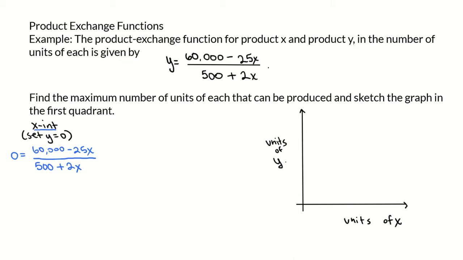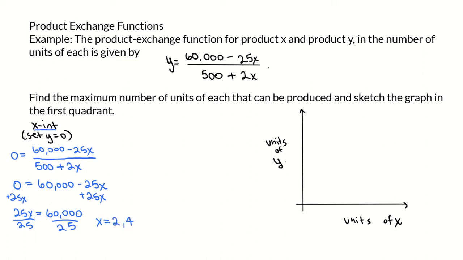To solve this, we multiply by 500 plus 2x on both sides. Multiplying 0 by 500 plus 2x, we get 0, and then we have equals 60,000 minus 25x. And then we keep solving. We can add 25x to both sides. We get 25x equals 60,000, and then divide by 25 to get x equals 2,400. So that means that the maximum number of units of product x that can be produced is 2,400.